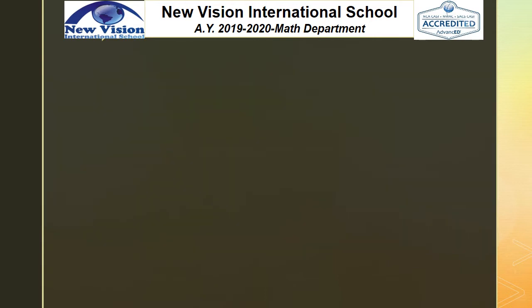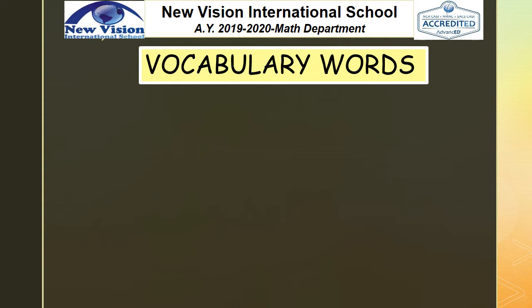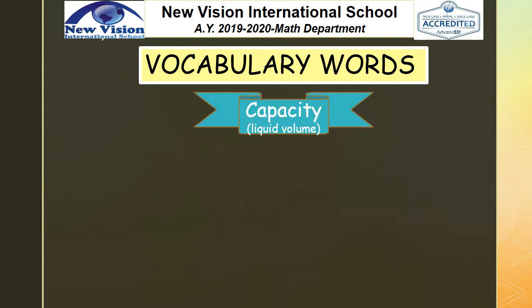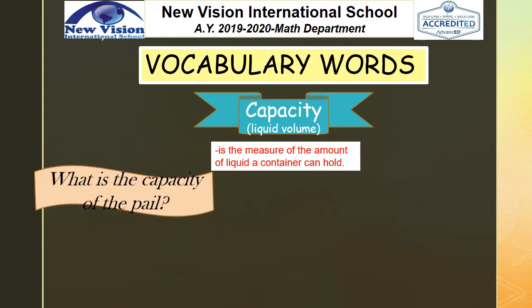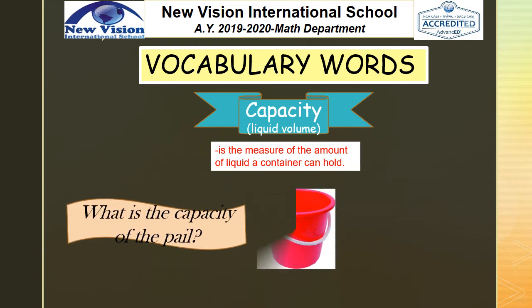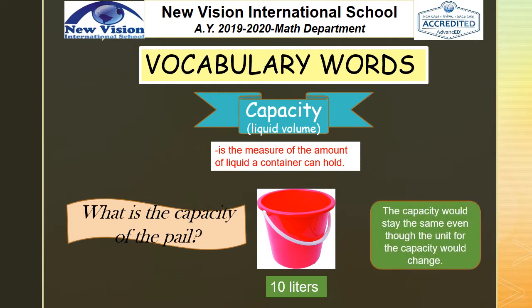Okay, it's very easy. Now we have here the vocabulary words for this lesson. We have capacity. Repeat after me. Capacity. Good. Capacity in liquid volume is the measure of the amount of liquid a container can hold. Okay, for example, what is the capacity of the pail? How much water can this pail hold? What is your guess? This pail can hold 10 liters. Okay, you will find out later why. Okay, next. The capacity would stay the same even though the unit for the capacity would change.